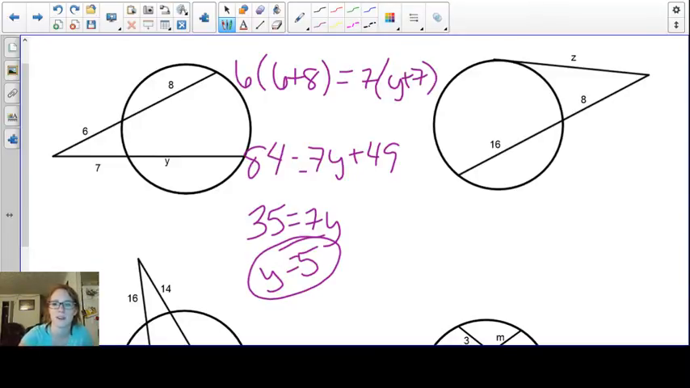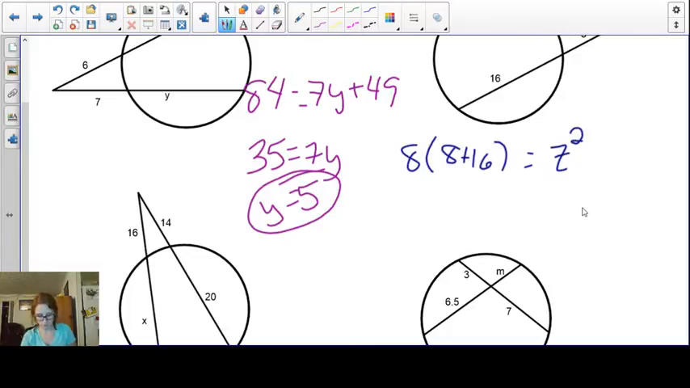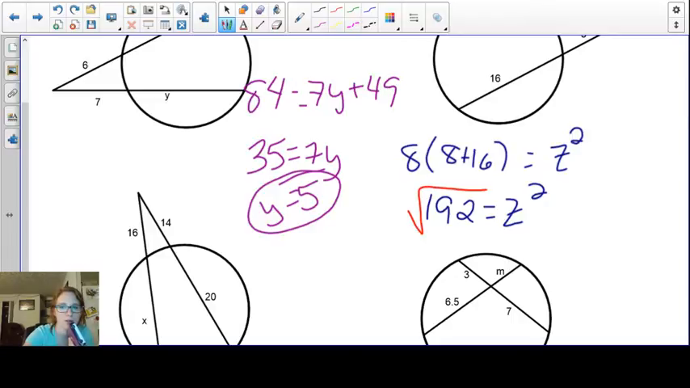Next, I have a secant with a tangent. So I have the outside times the whole, which is equal to the tangent squared. So I get 8 times 24, wait, 8 plus 16, which gives me 24, times 8, which is 192. That's equal to z squared. So to undo something squared, I want to square root it. So z is equal to 13.9.